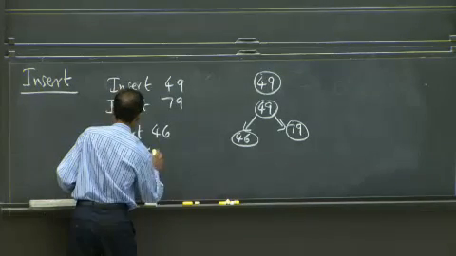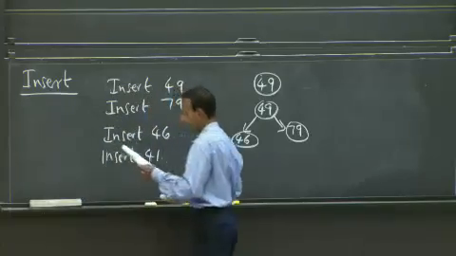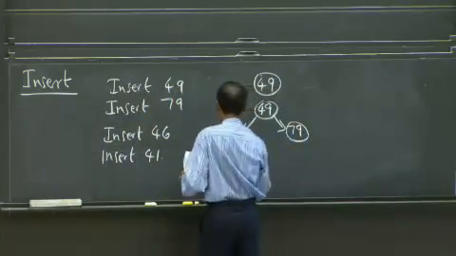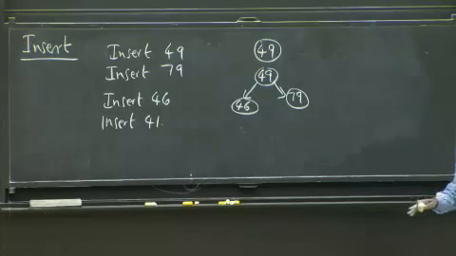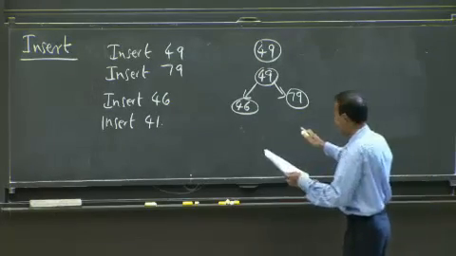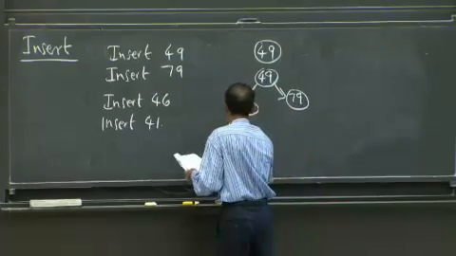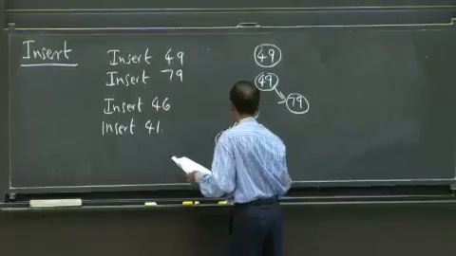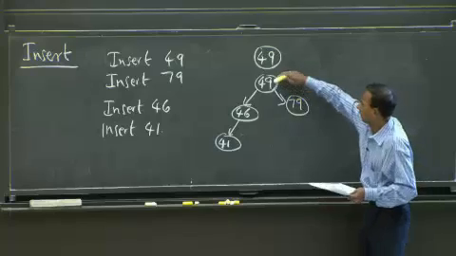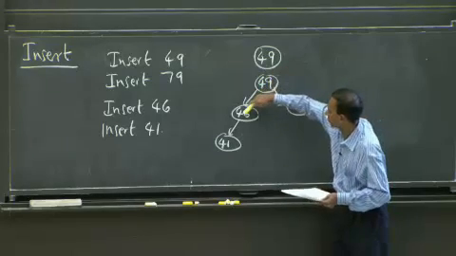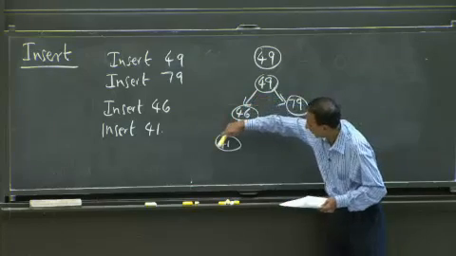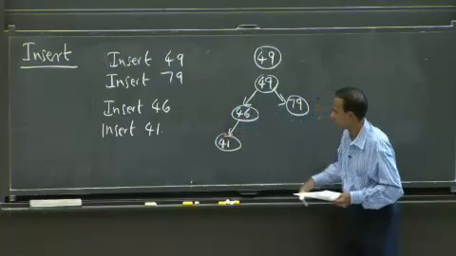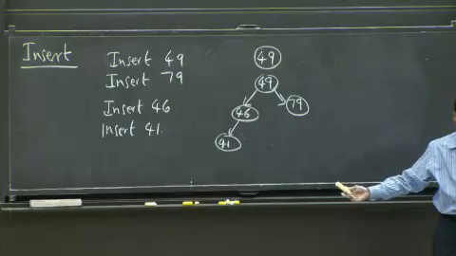So far, I haven't really talked about the k-minute checks. And you can imagine that they're being done. I'll show you exactly how they're done in a second. It's not that hard. But let me go ahead and do one more. For 41, 41 is less than 49, so I go left. 41 is less than 46, so I go left and attach it to the left child. All right, so that's what I have right now.